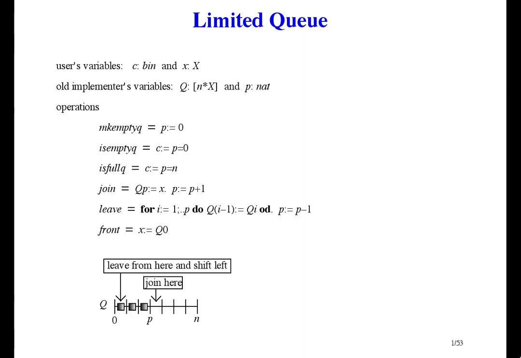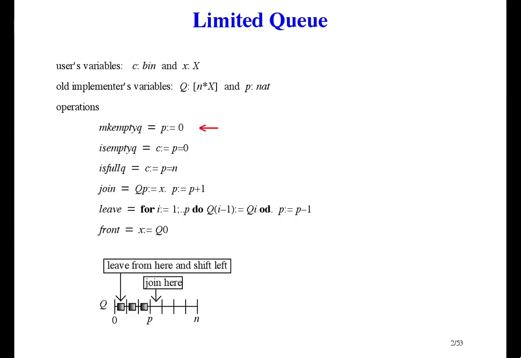From the picture, you see that the items occupy the space between 0 and P. If the items were people, they would be facing to the left. The front of the queue is the left end, and the back is the right end.